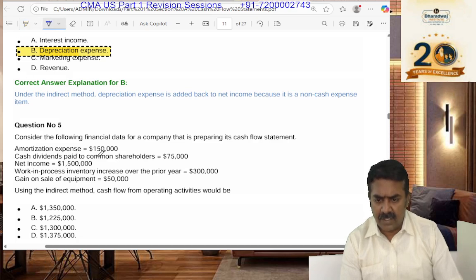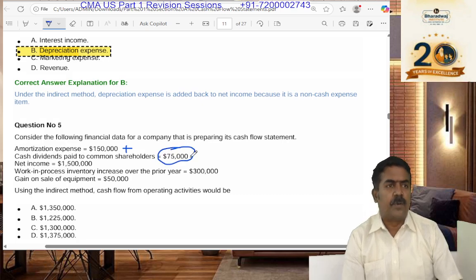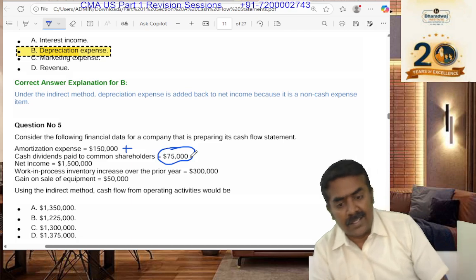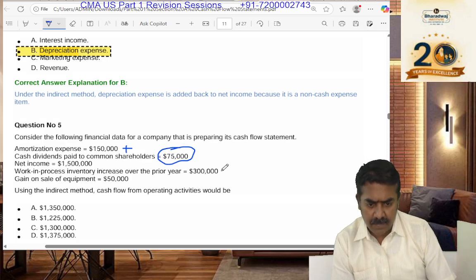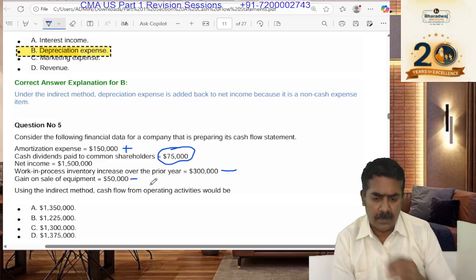Take this 15 lakhs. Cash dividend is a non-operating. No, it's a net income only given. This should not be adjusted. It is not a difference between opening and closing retained earnings. Net income is given. Work in progress increased. Minus gain on sale of equipment, non-operating income, eliminator. So work it out and tell me.